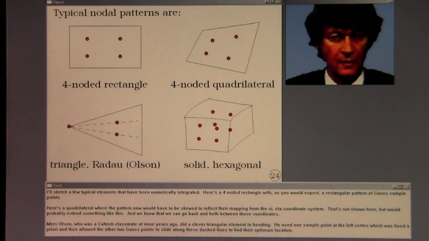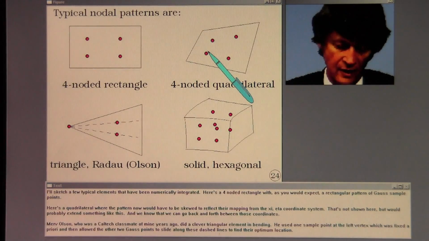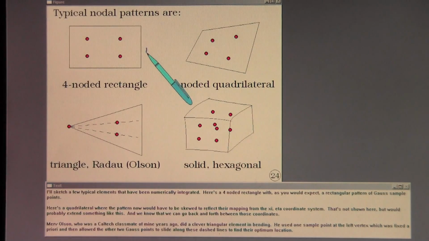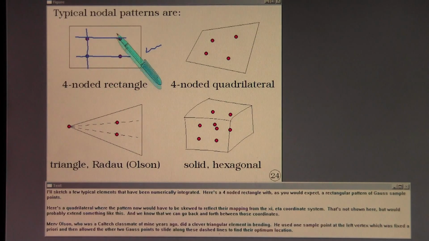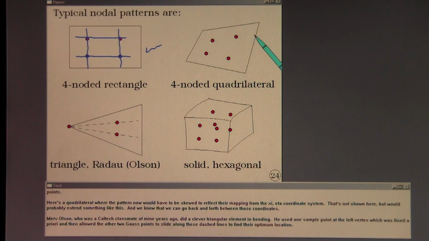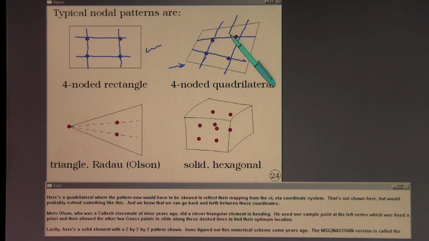I'll sketch a few typical elements that have been numerically integrated. Here's a 4-noded rectangle with, as you would expect, a rectangular pattern of Gauss sample points. Here's a quadrilateral where the pattern now would have to be skewed to reflect their mapping from the ξ-η coordinate system. That's not shown here, but would probably extend something like this, and we know that we can go back and forth between those coordinates.